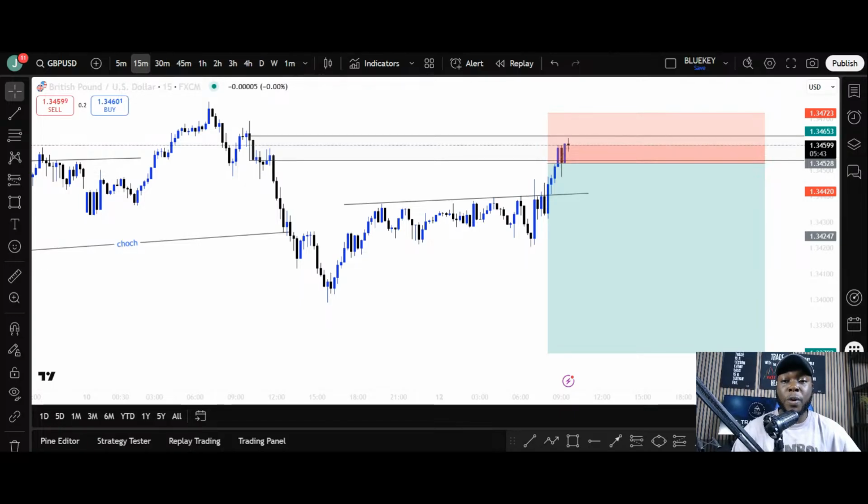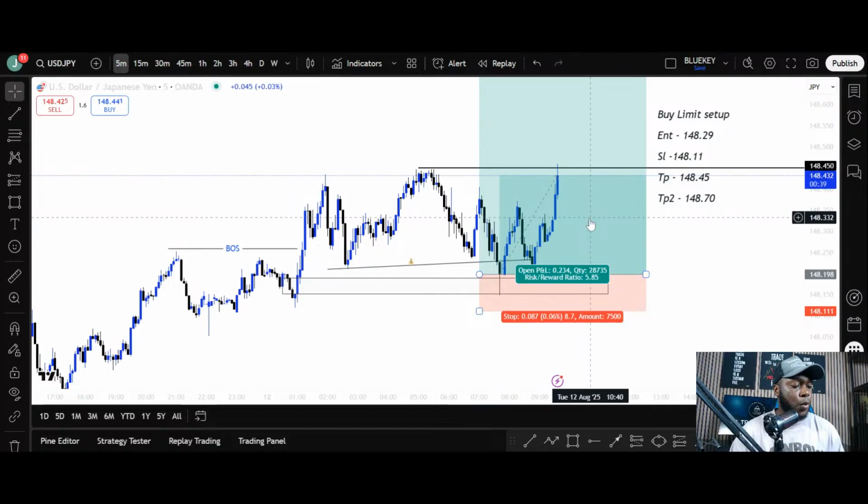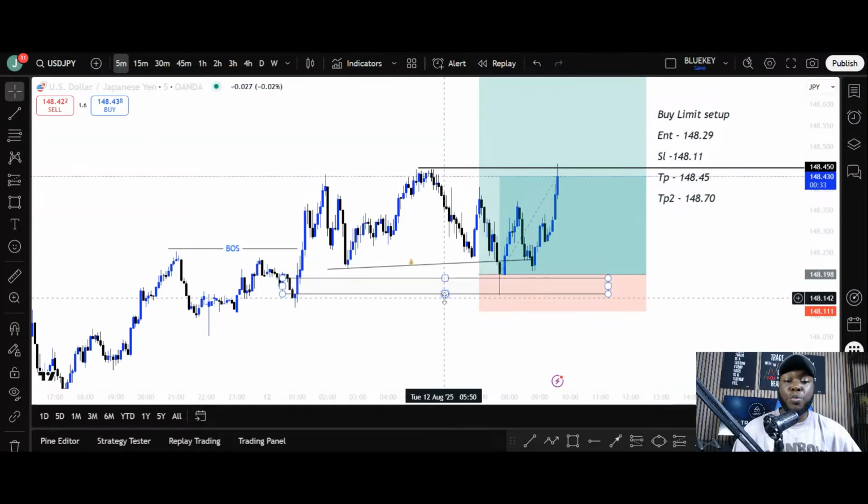USD JPY has hit our first TP. If you're on this one, TP1 has been hit. So if you're still holding for TP2, make sure you break even or trail or take out some partials, right? You just have to take something or secure your trade. That's the most important thing. Then I still have one more setup to show us, guys, which is USD CHF.